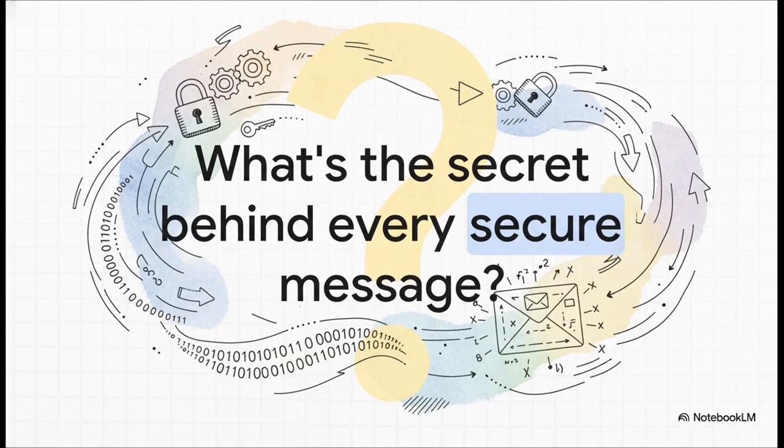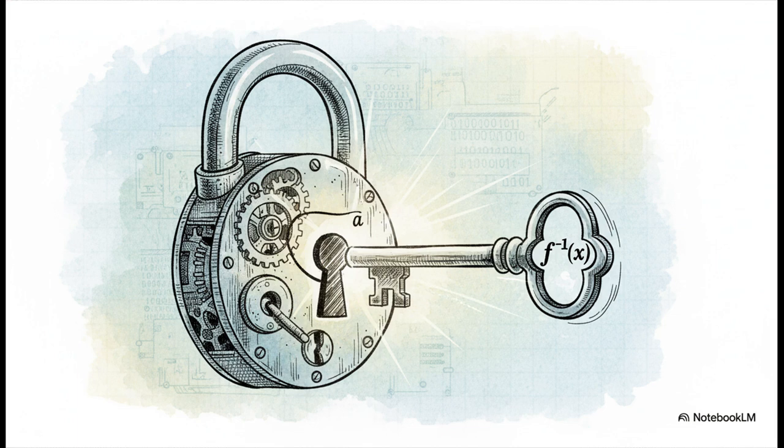Every time you shop online and see that little padlock in your browser, or send an email you want to keep private, there's some serious math happening in the background to lock it all down. What do you think that secret is? Yep, you got it. It's an inverse function. It's basically the master key that can perfectly undo a mathematical lock. Understanding this is huge, not just for your algebra class, but for how the entire secure internet works.